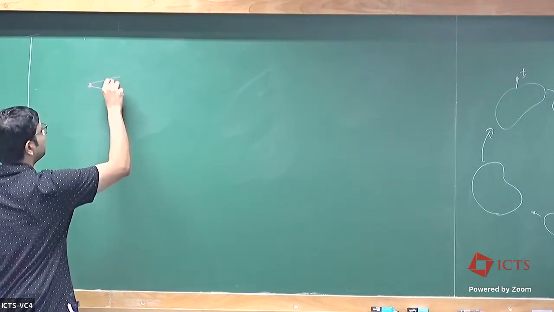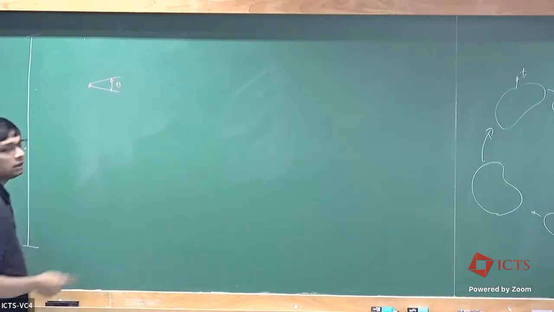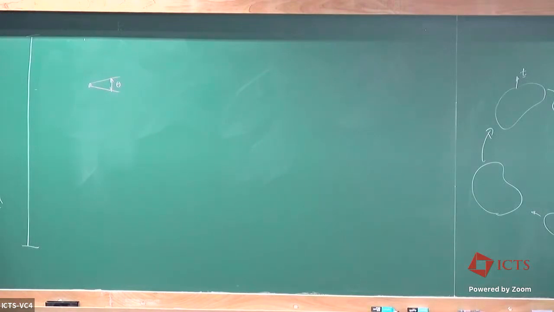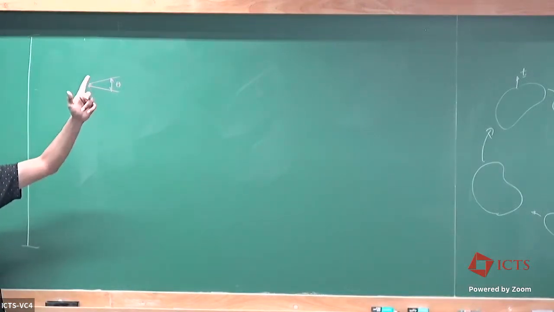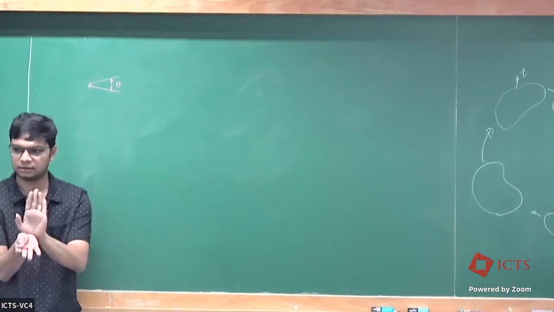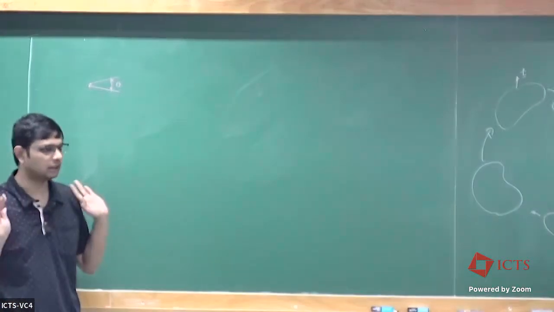So there is some angle theta. These are two rigid links that are attached with a hinge. So it's a one hinge object, and all it can do is just this. That's all it is allowed to do.